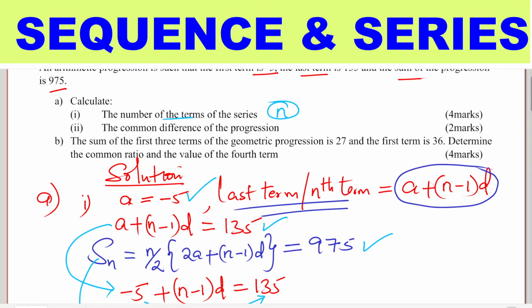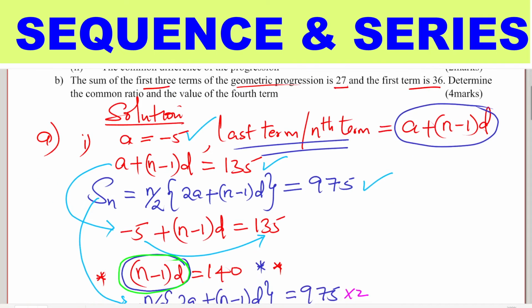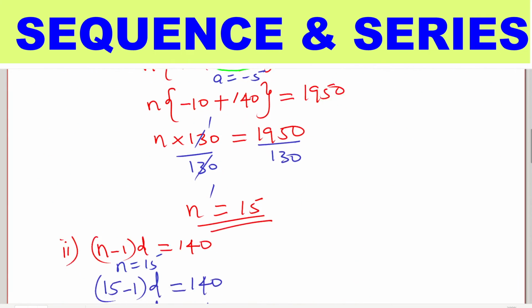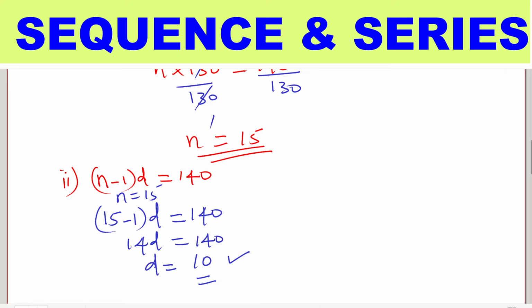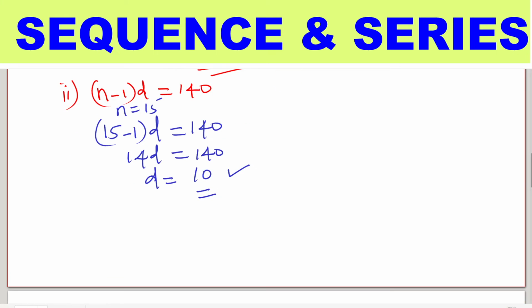The sum of the first three terms of a geometric progression is 27, and the first term is 36. So let us write that first. It is my hope that you know how to write the terms. If you are asked to write the first term of a GP, the second term, that is what I mean. Hope you understand how to do that.